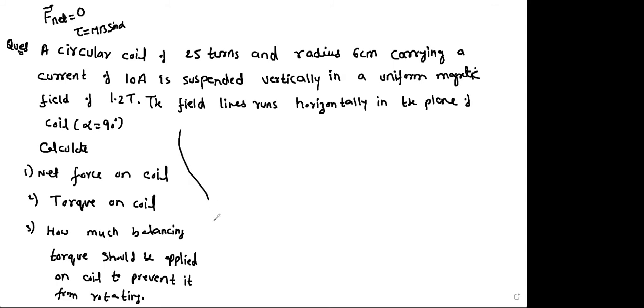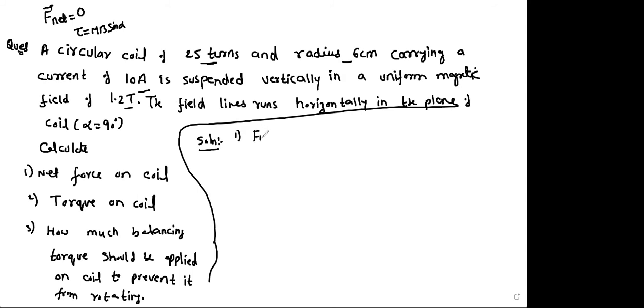So this is a straight formula based numerical based on the same concept. Here you have a coil having n turns. The radius is given, current is given, then you have magnetic field. The first part says the net force on the coil. So the net force on a current carrying coil in a uniform magnetic field is 0. So answer of part 1 is 0.